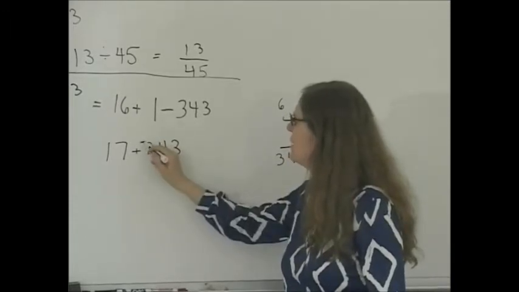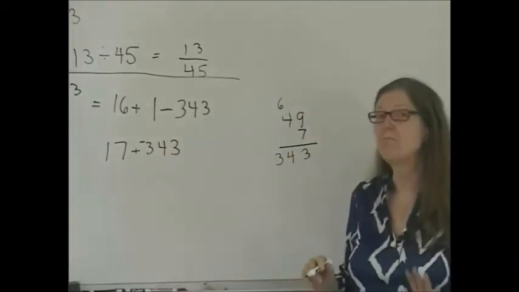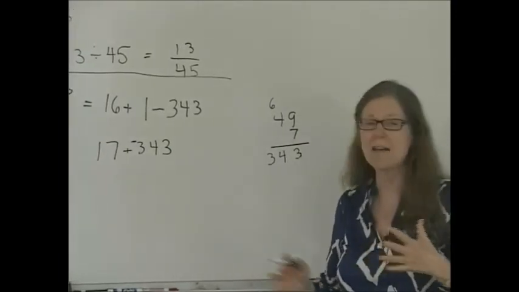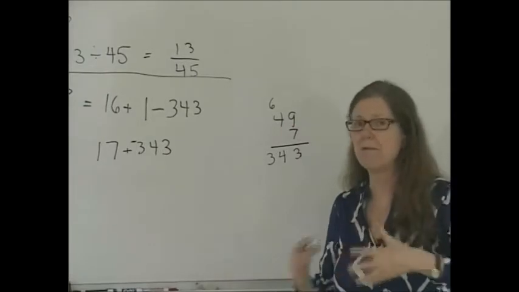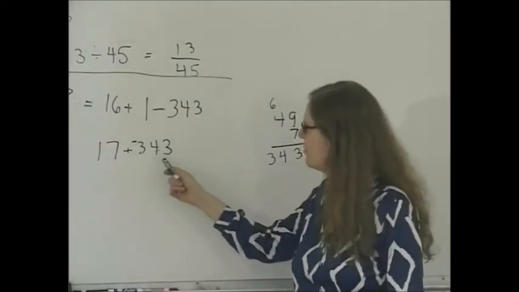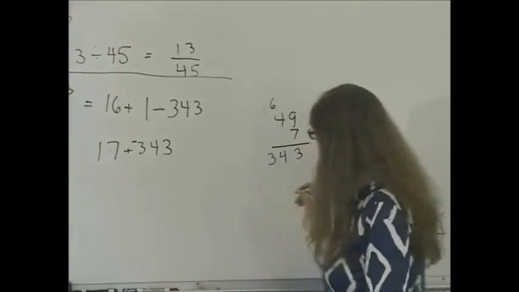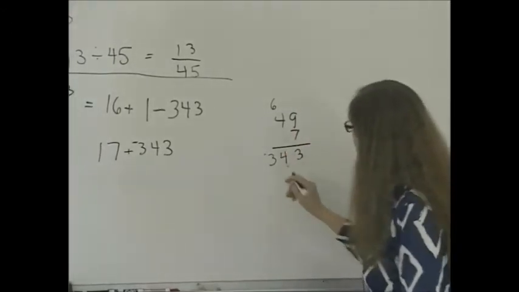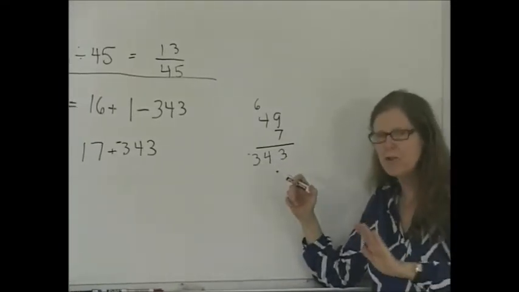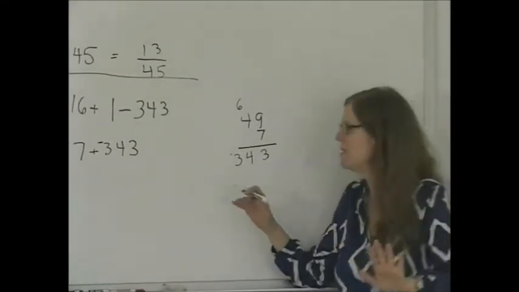Little tip, write negative signs big enough so you don't not notice them. If you go on and do something else and come back and finish up your problem, you want to make sure that you see that was a negative 343. If you do it like this, it's a little easier to miss the negative sign. So you want to make sure your negative sign is big enough so you don't mistake it.